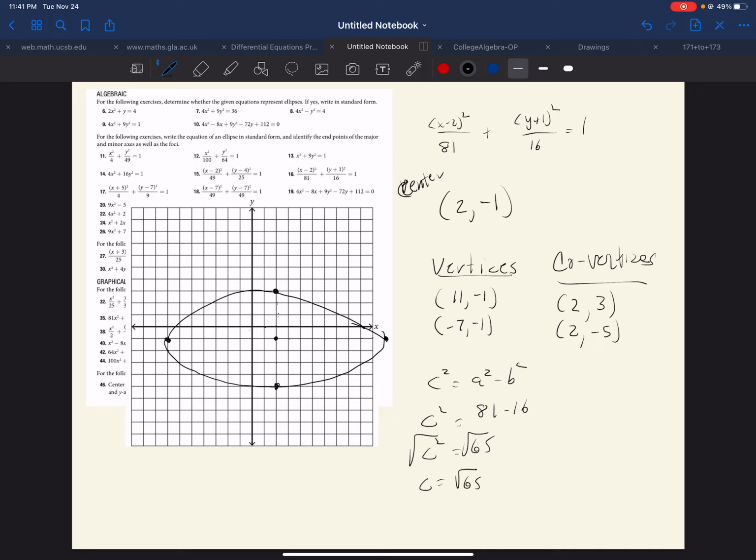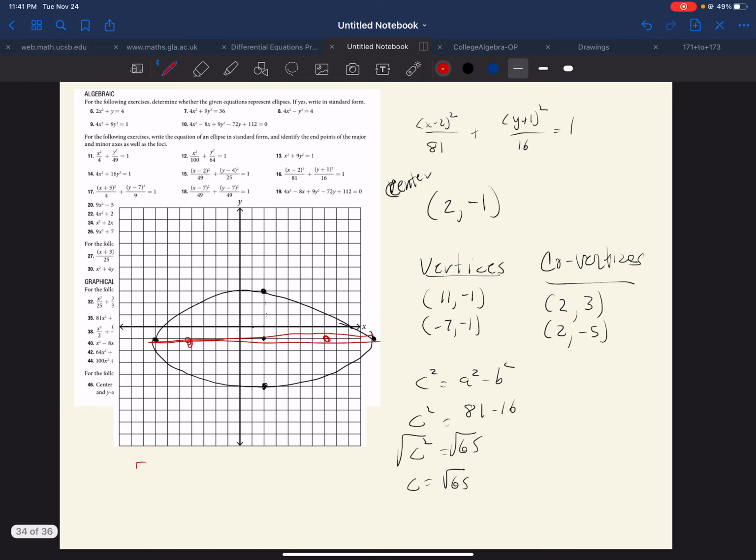And now here's the weird thing. Because the foci are technically on the left and the right, they're on the major axis, and this is definitely the major axis here. What I need to do, and I'll show you, so here's how I would write the foci. I was at 2, but from here, now I have to go left c and right c. So my foci are going to be 2 minus root 65, comma, -1, and 2 plus root 65, comma, -1.